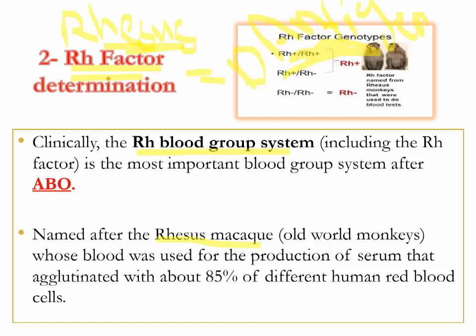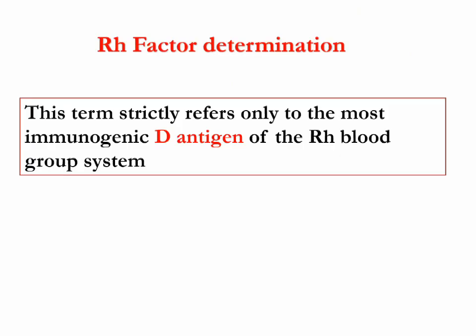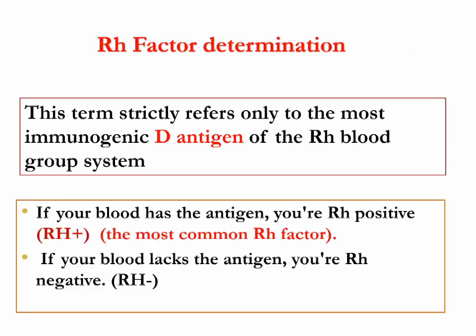So, if the D antigen is expressed on the surface of the red blood cell, you will be Rh positive. And if the D antigen is not expressed on the surface of the red blood cell, you will be Rh negative. So here you are. If your blood has the antigen, you are Rh positive. And if your blood lacks the antigen, you are Rh negative. And Rh is your D antigen.